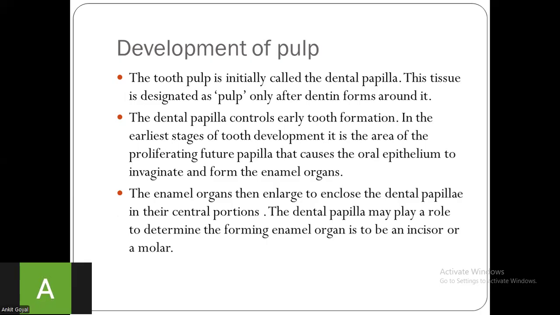Now the development of pulp. The tooth pulp is initially called the dental papilla. The tissue is designated as pulp only after dentin forms around it. The dental papilla controls early tooth formation. In the earliest stages of tooth development, the area of proliferating future papilla causes oral epithelium to invaginate and form the enamel organ. The enamel organ then enlarges to enclose the dental papilla in the central portion. The dental papilla may play a role in determining whether the forming enamel organ becomes an incisor or a molar.